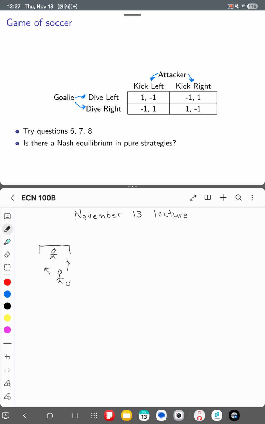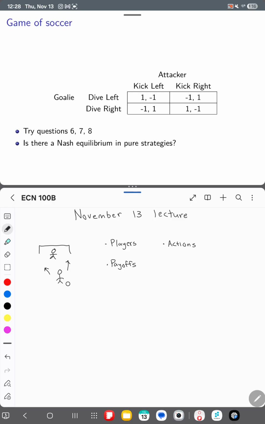Okay, so why is this a game? Because I have described the three things that I need to describe the game. I have described the players. The players are these two people, the goalie and the attacker. I have described the actions. I have made the actions really simple. They're basically, do you dive left or dive right? Do you kick left or kick right? So the actions are simple. And then payoffs. I have written down simplistic payoffs that happen when the goalie and the attacker interact in terms of passing.